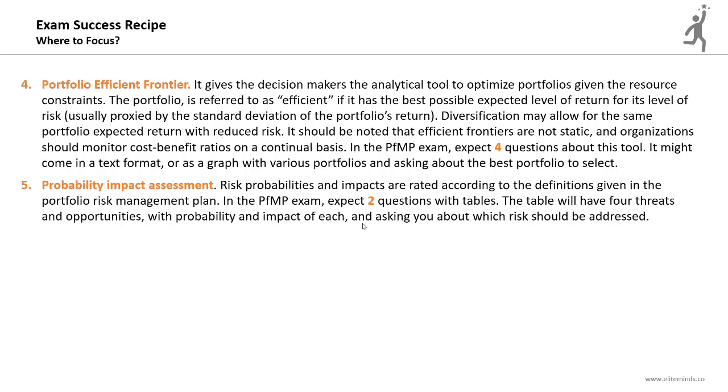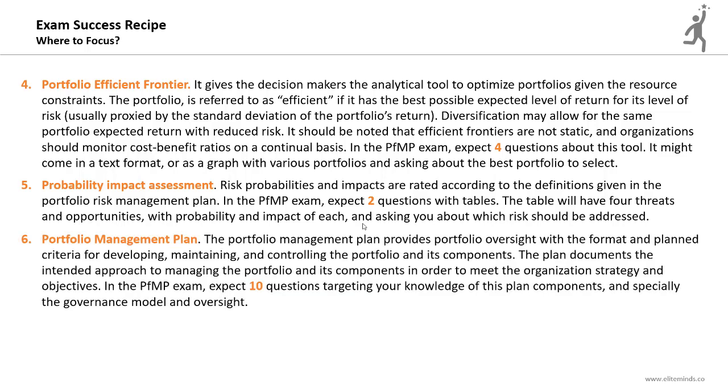The table will have 4 threats and opportunities for risks, with opportunity and impact given for each risk and asking you about which risk should be addressed. So you need to do some simple math in order to address the risk or find out the risk with the highest priority.